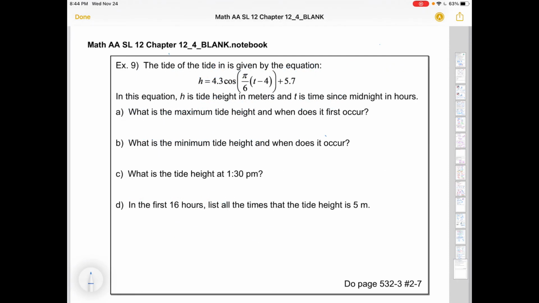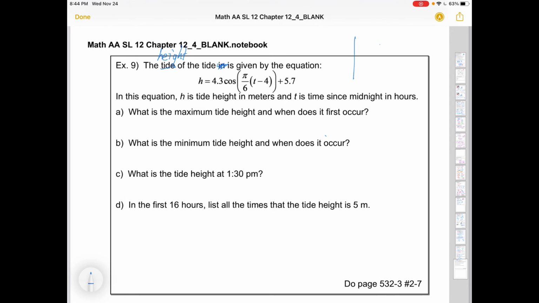And finally, we've got a question where you're given the equation. So we had one where you're given the graph, one where you had to generate the graph, and then the model. Here you've got the model or the equation. It should say the height of the tide is given by the equation. I'll clean this all up for the notes that are downloadable. h equals 4.3 cos(pi over 6 (t minus 4)) plus 5.7. In this equation, h is the tide height and t is the time since midnight in hours.